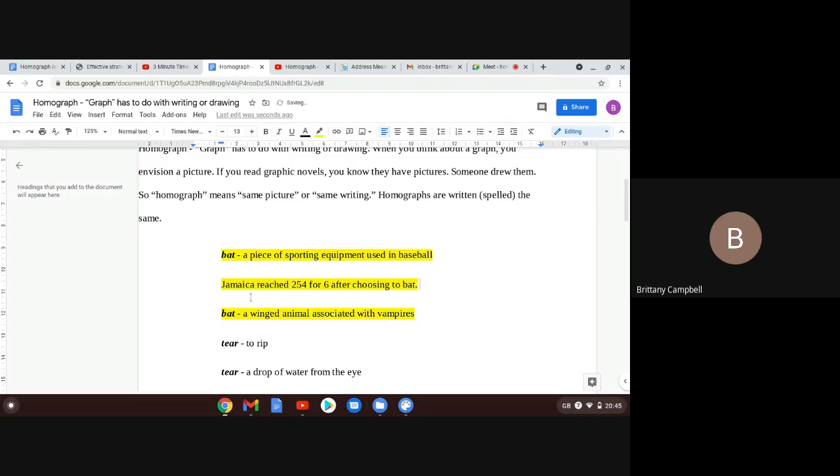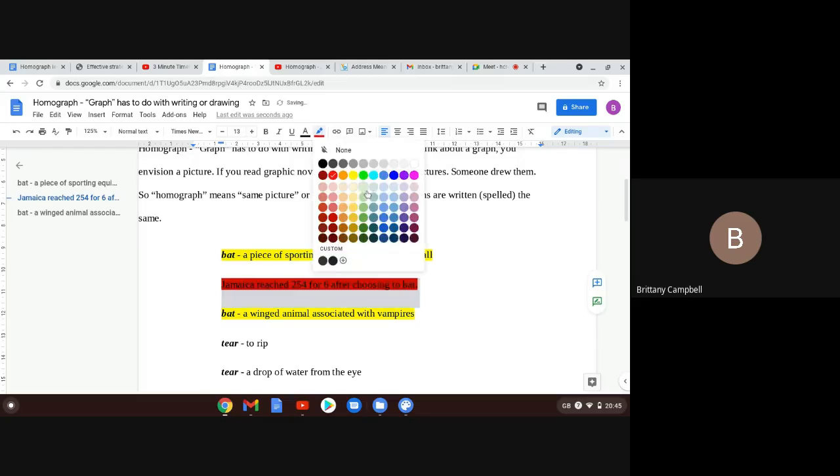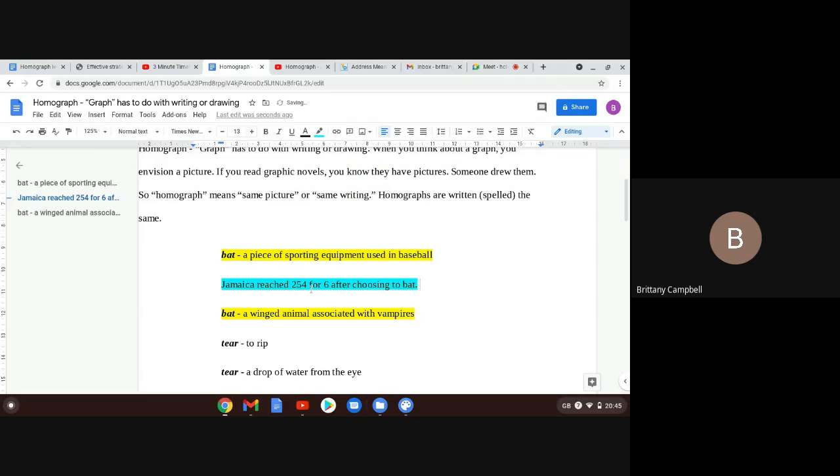All right, so look at this. Jamaica reached 254 for six after choosing to bat. And another one, for this one, a winged animal. So the little boy is afraid of the bat.